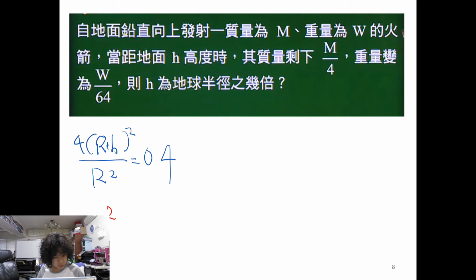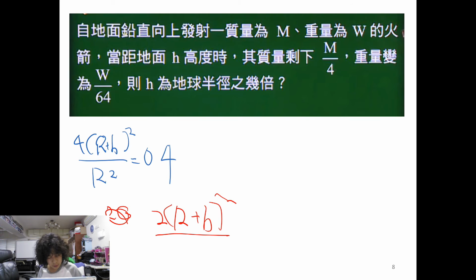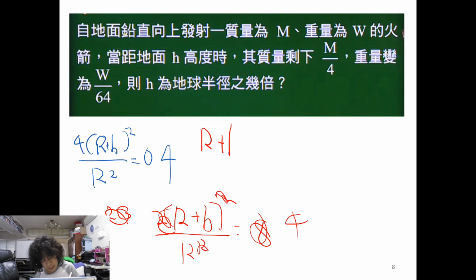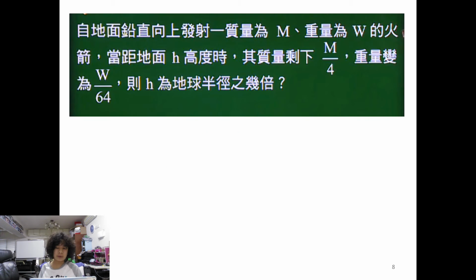So (2R + H)² divided by R² equals 8. Move it here, equals 4, which means squaring both sides. So R + H equals 4R. So H must be 3R, right? It's a very simple question.